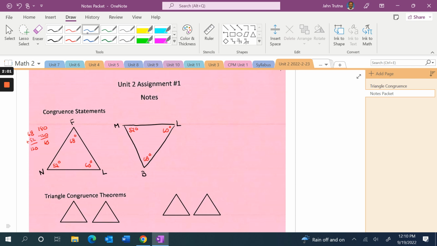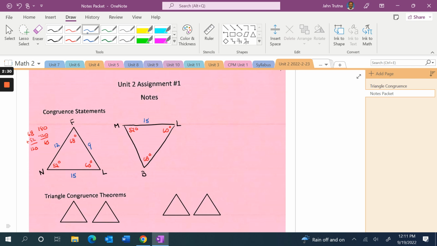Let's mark side N to L as having a length of 15 units. Let's mark side F to N as having a length of 12 units. And then let's mark side F to L as having a length of 9 units. And then let's go over here and let's match up. So that would mean that let's mark side M to L as 15.